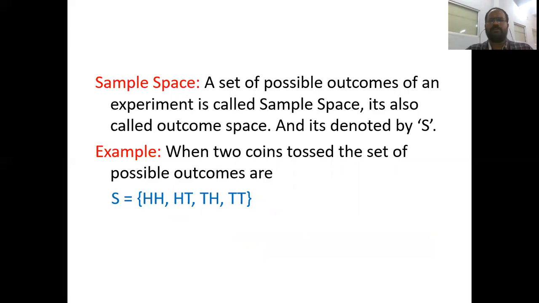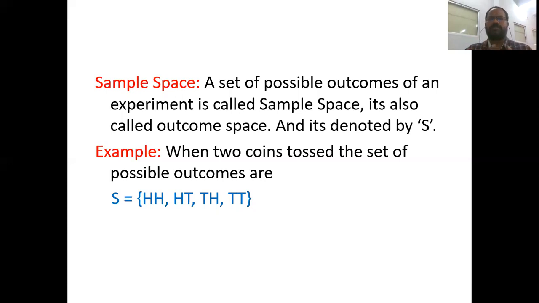What is a sample space? A set of outcomes of an experiment is called a sample space, and it is denoted by S. For example, if I am tossing two coins, the outcomes may be both coins heads, both coins tails, or one head and one tail, head tail or tail head. That means I get a total of four outcomes: head head, head tail, tail head, and tail tail.